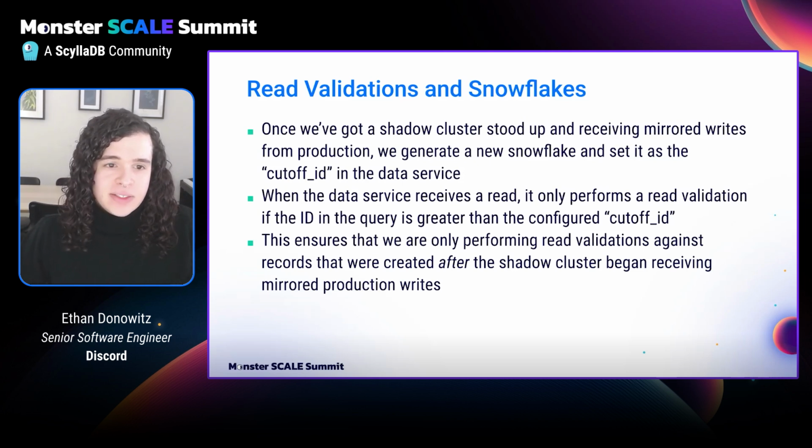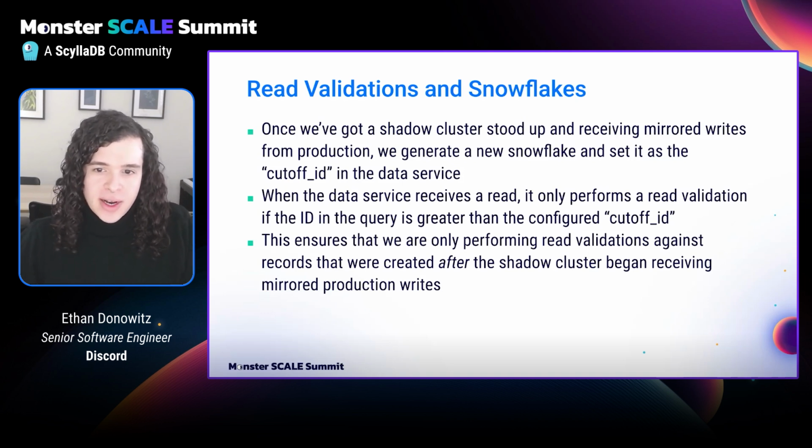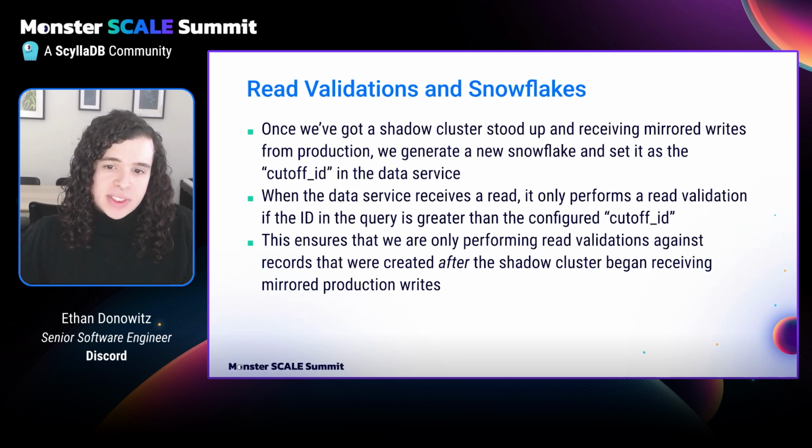This effectively says only perform read validations on entities that were created after we generated that cutoff ID snowflake. This ensures that we're only performing read validations against records that were created after the shadow cluster began receiving writes from production. In practice, this means that the more time the shadow cluster is up and receiving traffic, the more read validations it can perform, because more and more of the data have been created after that cutoff point.